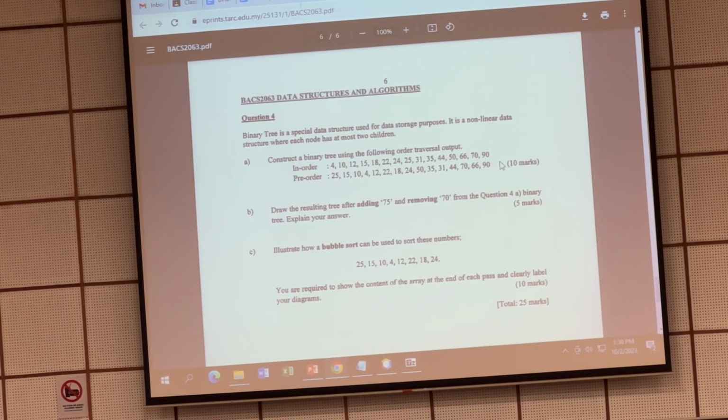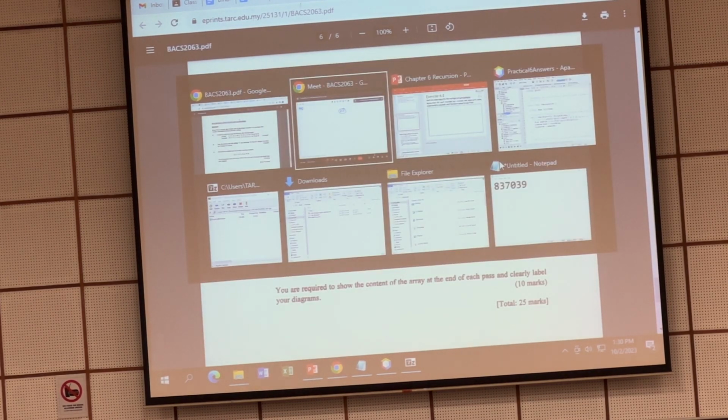So try to finish this up, it's quite big. I want you guys to finish this up on your own. You can send it to me, I can check for you. Now the next thing I want to do is this question.